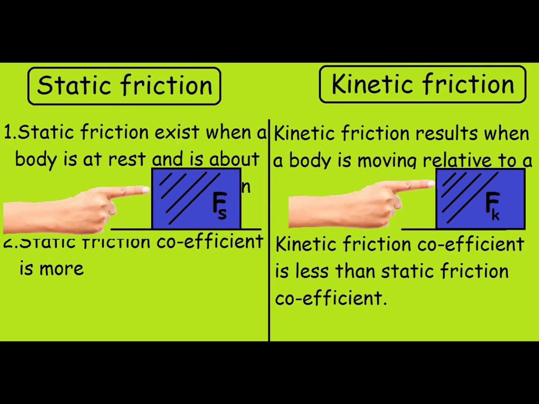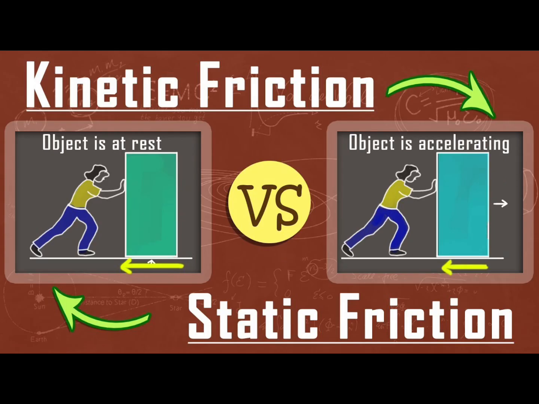There are two types of friction. Static friction keeps an object at rest and prevents it from moving, and kinetic friction acts when an object is already in motion and opposes its movement.